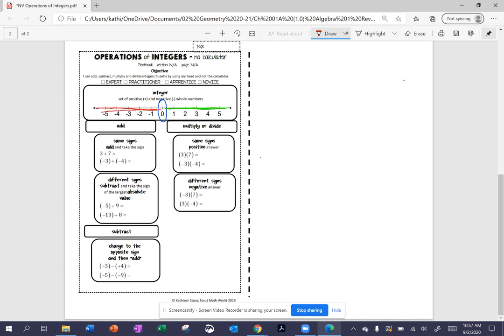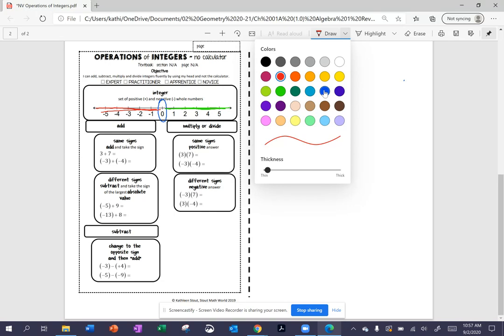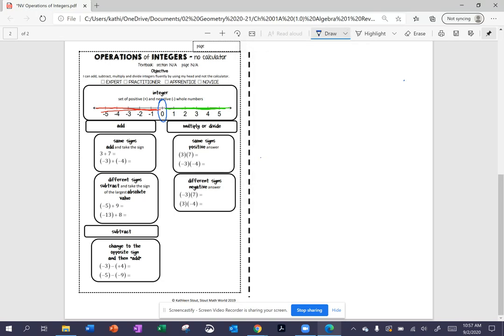All right, so let's add first. If I have the same sign, so either they're both positive or they're both negative, I add my numbers and then I keep the sign. So positive 3 plus positive 7 is positive 10, and negative 3 plus negative 4 is 7, and I keep the negative sign, so negative 7.